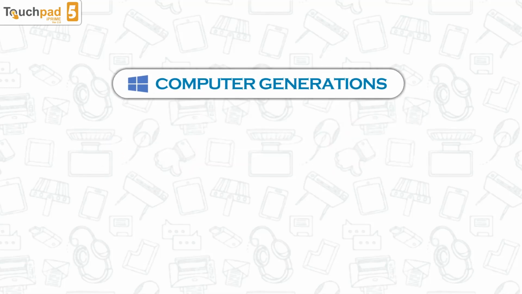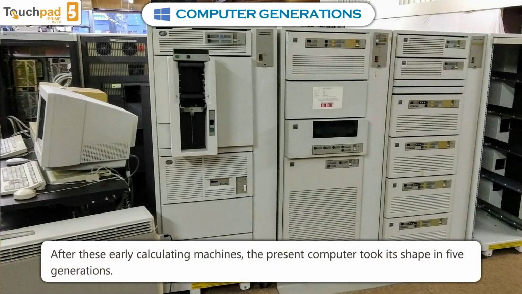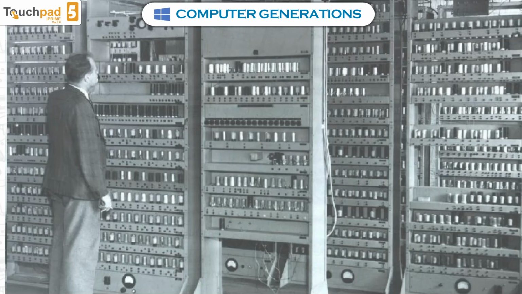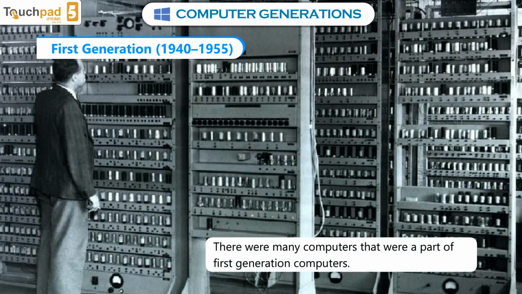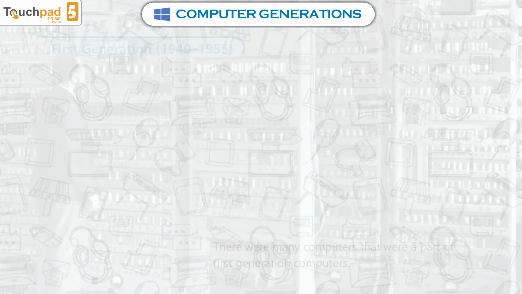Computer generations. After these early calculating machines, the present computer took its shape in 5 generations. First generation, 1940 to 1955. There were many computers that were a part of first generation computers.